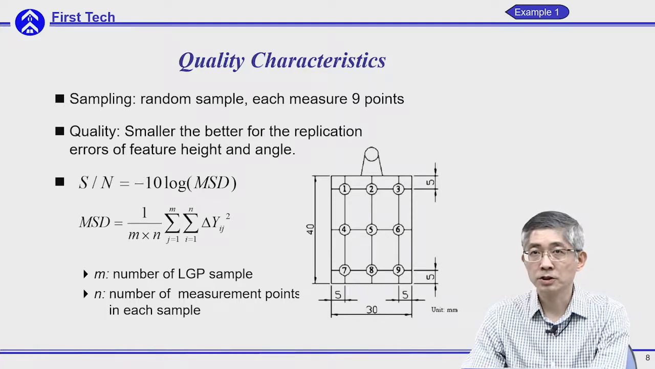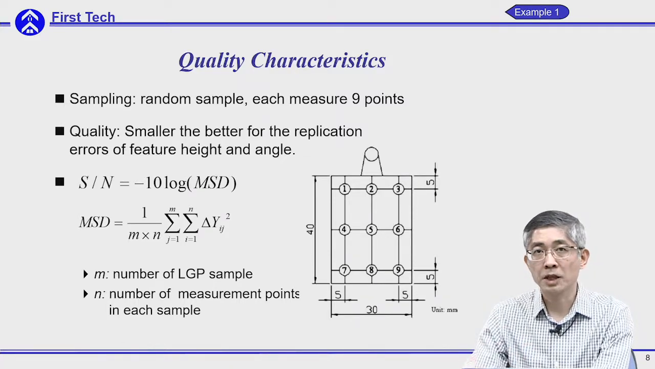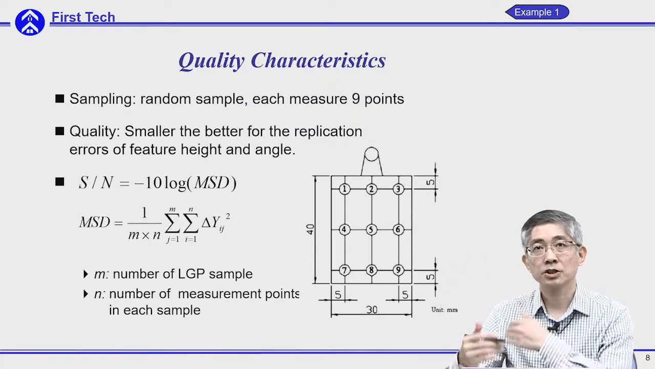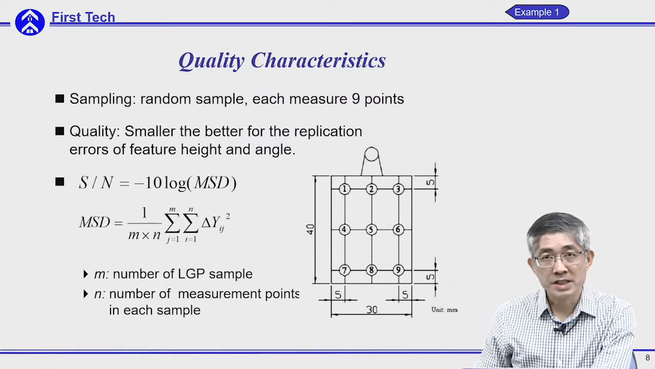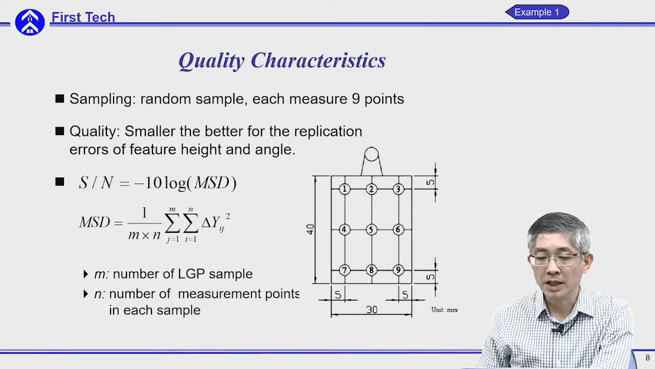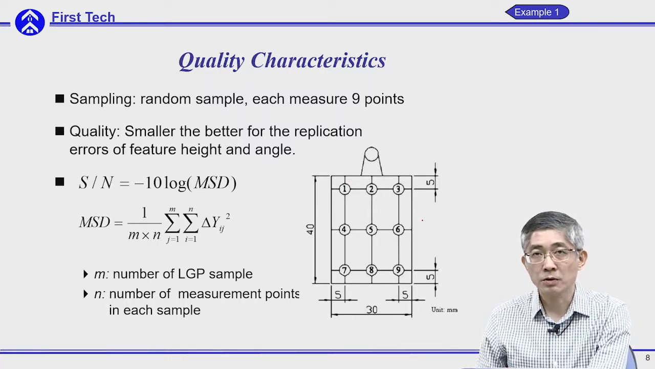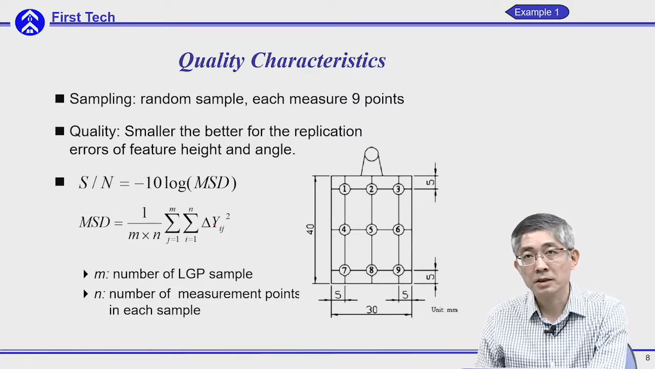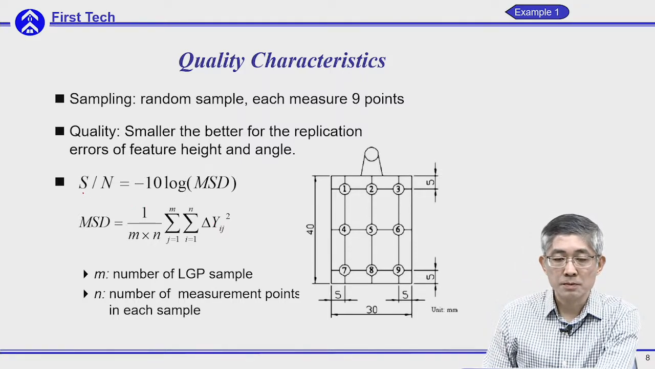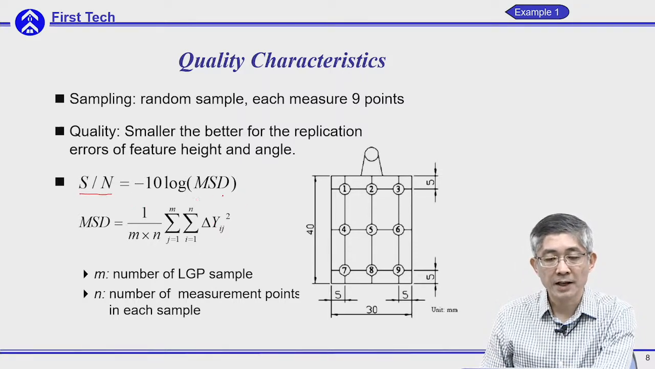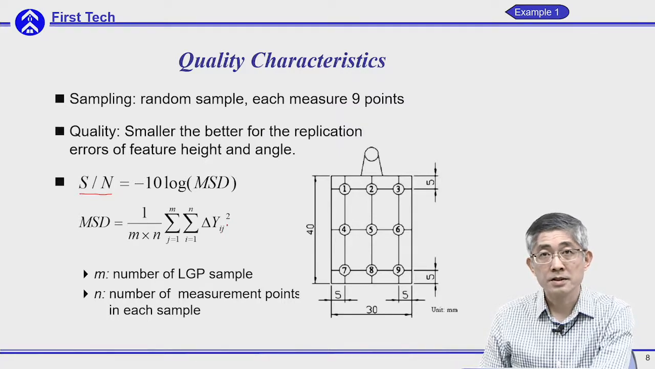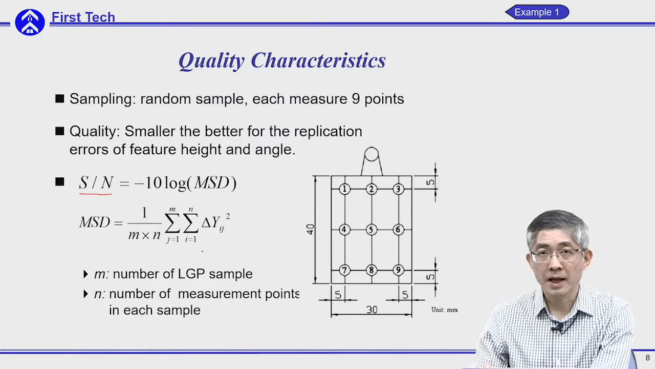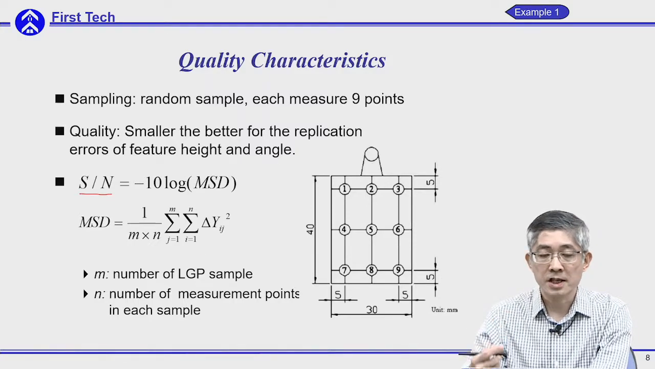This is how we do the measurements. We are doing random sampling, as I mentioned. In the paper, they select 3 samples from the injection molding batch. On each sample, they measure 9 locations, 9 points, for the replication error of height and the angle. And since this is a smaller-the-better problem, we are using the smaller-the-better SN ratio, which is defined here, and delta y is the replication error. So we substitute into the equation, and then we can obtain the SN ratio for each design treatment.